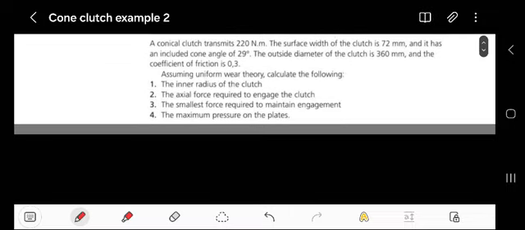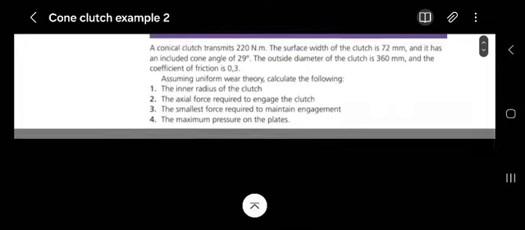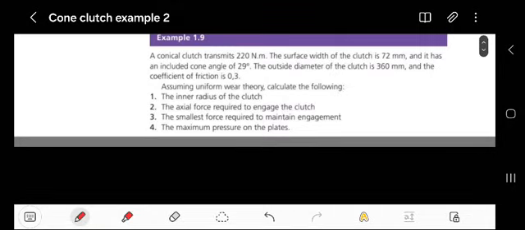But assuming uniform wear theory, we know uniform wear theory does not change. Calculate the following: the inner radius of the clutch. Okay, it's fine. I can quickly just grab the data. Some data for you guys.